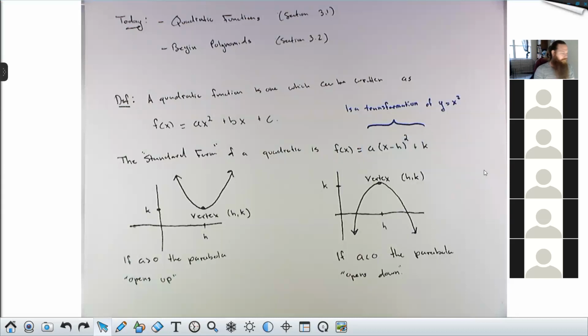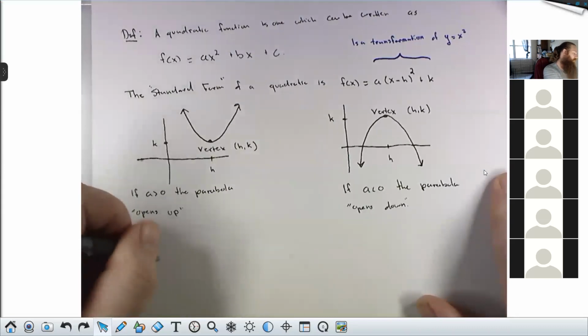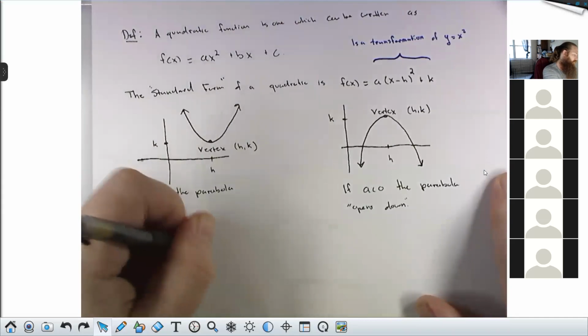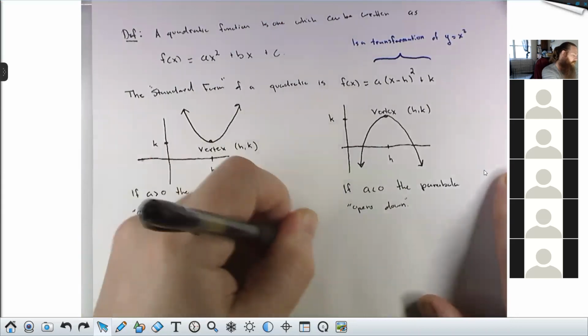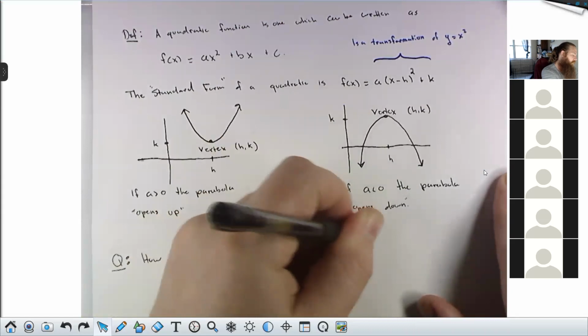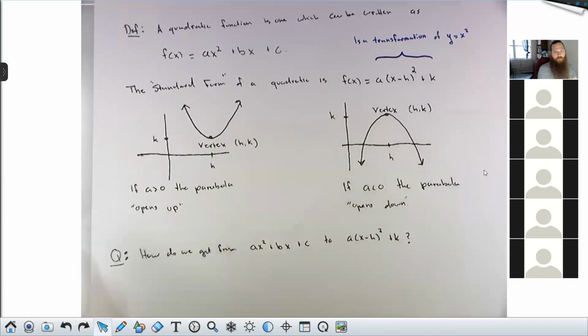How do you get into this form? How do we get from ax squared plus bx plus c to a times x minus h squared plus k? This is a question that you answer in college algebra, but the answer kind of sucks. One way to do it is to memorize some formulas for h and then run through a fairly irritating and disconnected process to find the constants a, h, and k that appear here.